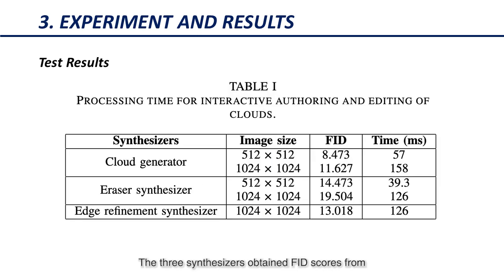The three synthesizers obtained FID scores from 8.473 to 19.504, while the cloud generator obtained the lowest FID score. It indicates that the sketch-to-cloud networks had the best performance. The total computational time for synthesizing during the test was under 0.2 s. It demonstrates that the system enabled the user to interactively and robustly edit and preview the cloud scene in real time.